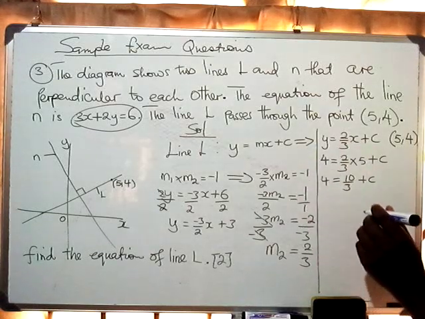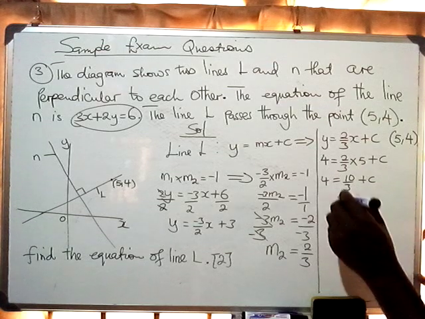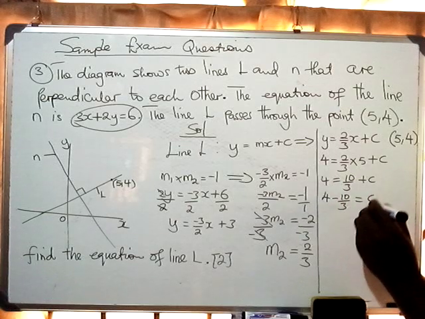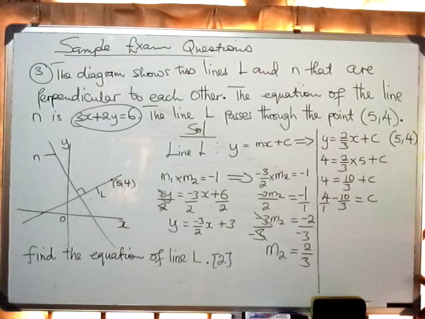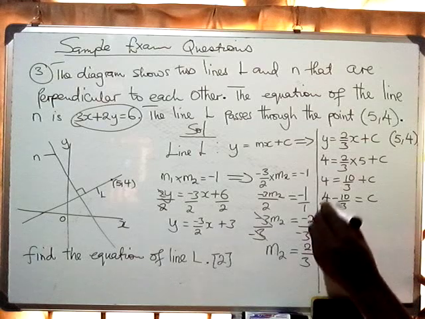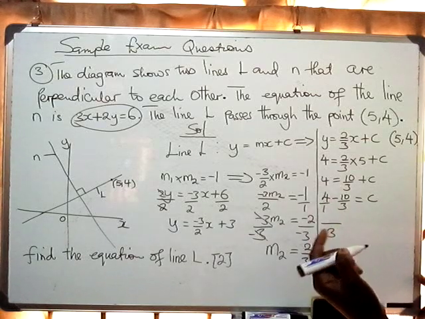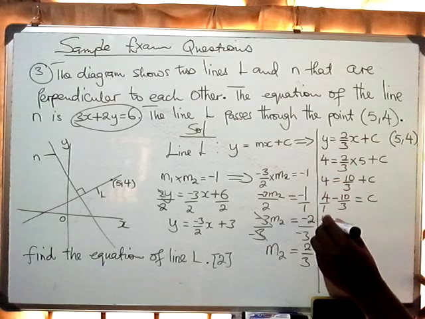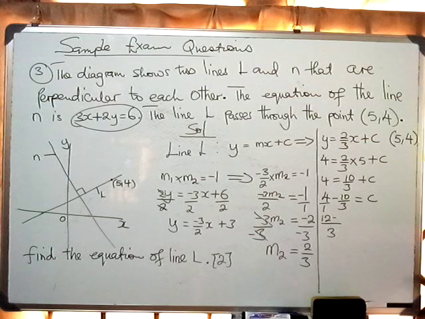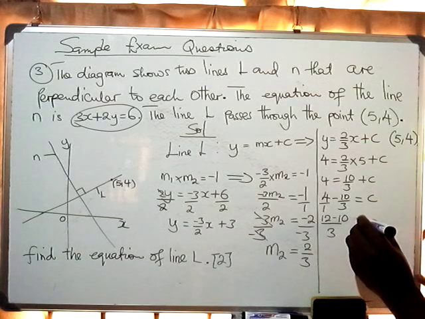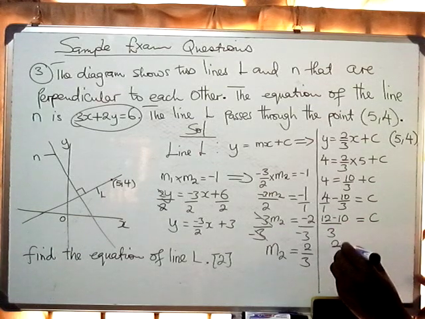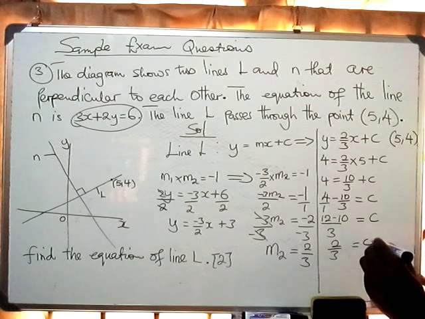This 10/3 goes to the other side, where we now have 4 minus 10/3 is equal to c. What is 4 minus 10/3? We make 4 also a fraction so that we look for a common denominator, which is 3. 3 times 4 is 12, so 12 minus 10 gives us 2/3, which is equal to c.